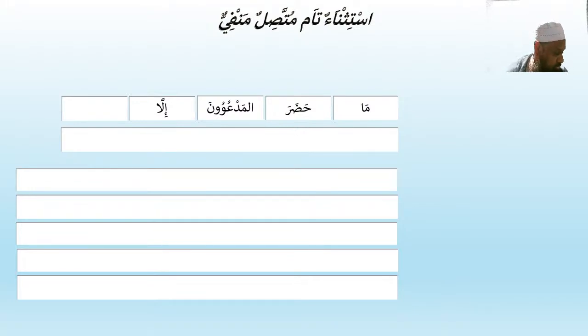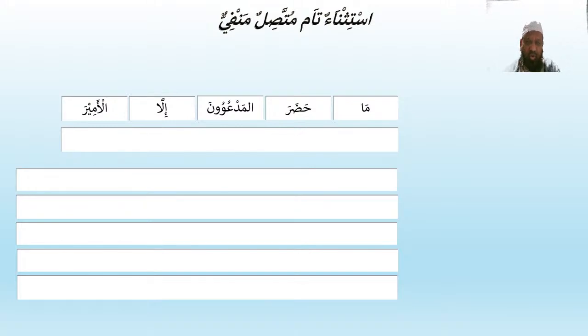So let's see. الأميرة. Now is Al-Amir, the leader, part of مدعوون? That means he was also invited. The Amir was also invited. So yes, Al-Amir is part of Al-Mad'uun. So this is استثناء تام متصل منفي.